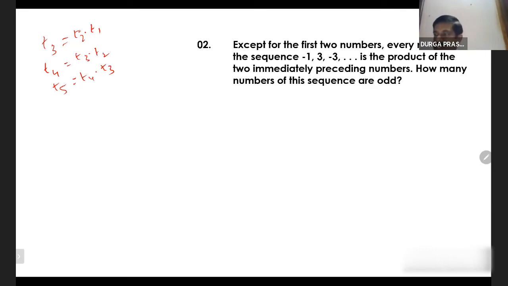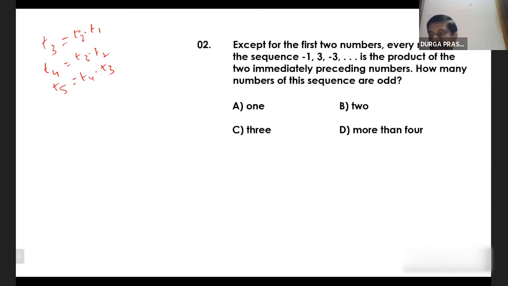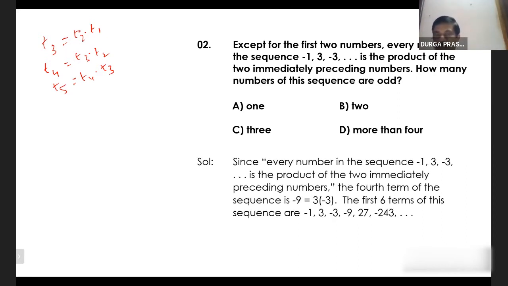If you look at this series, all the three terms are odd only. Whatever terms you are multiplying, you are multiplying only odd terms. So all the terms of the sequence should be odd only, because -1 into 3 is -3, 3 into -3 is -9, -3 into -9 is 27, like that. So it is more than 4 terms. Please note it fast, quick.